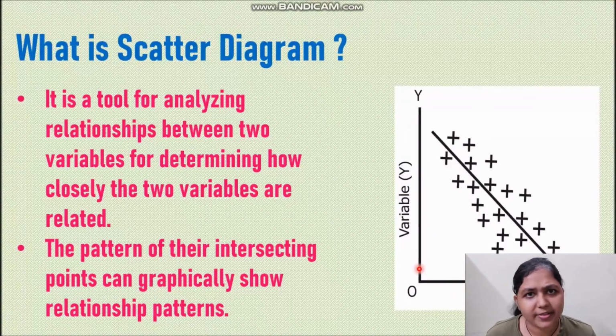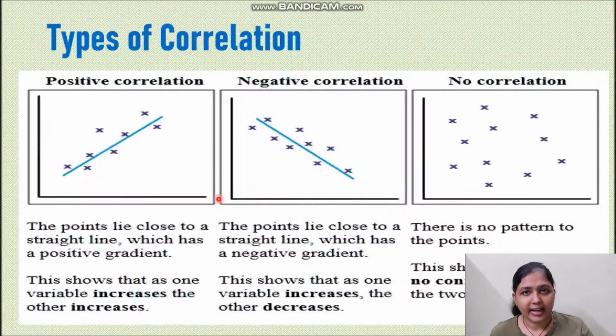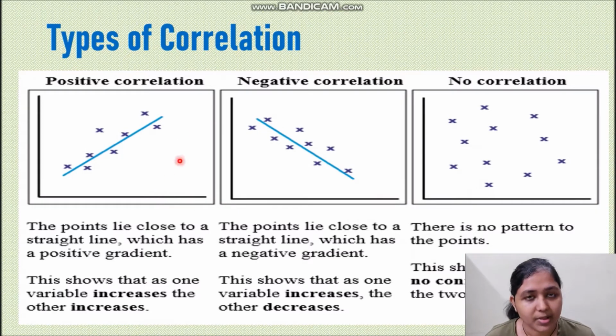Now, how many types of scatter diagrams are there? Let us find out. Here we have three types of scatter diagrams. First one is positive correlation. Then we have negative correlation. And the last diagram that you see here has no correlation. As we read about positive slope, it relates to positive correlation. You can see the line here is matching with the positive slope. If the value of x increases, the value of y increases.